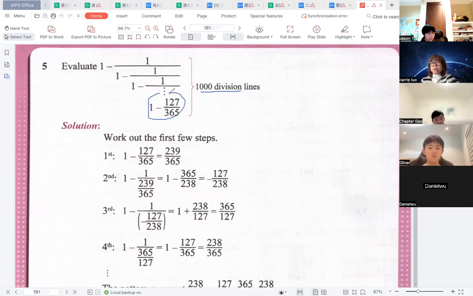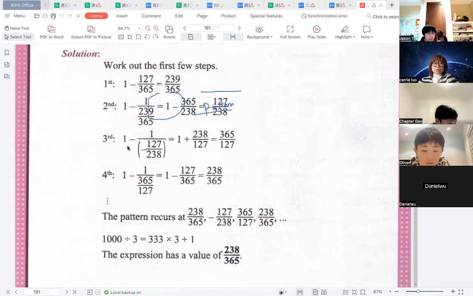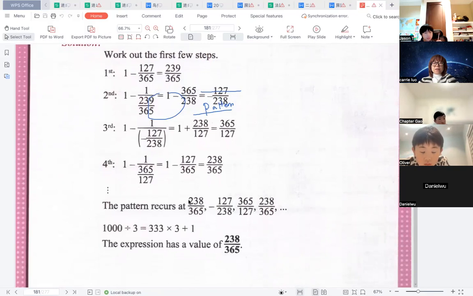So we always take a look at the first few terms and find out if we have a pattern here. Correct? So let's take a look at this one. The first one is 239 over 365, then 1 over it and minus it equals 127 over 238. And the third one, 365 over 127. So the third one is 238 over 365, right? The pattern result is always like 238, 365, negative, something like that. It's always these numbers repeating.